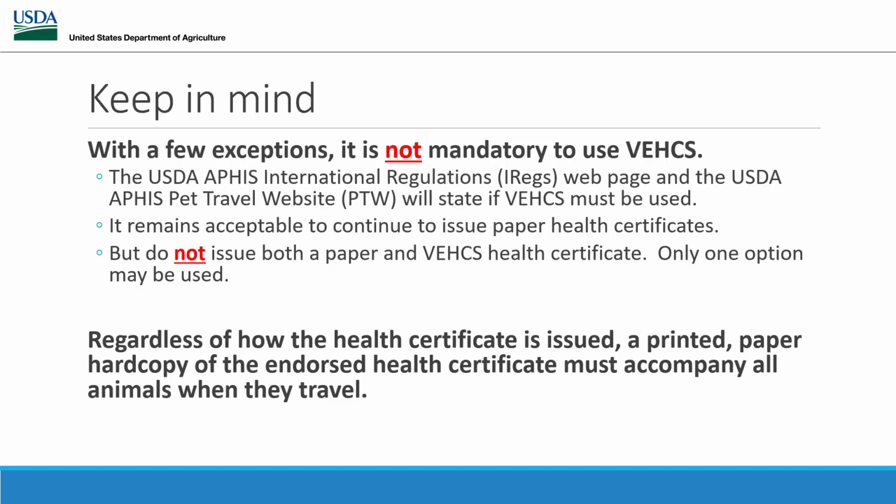While we cannot imagine why you wouldn't want to use VEHCS, it is not mandatory to use VEHCS with a few exceptions, which will be noted on the IRegs or PTW. Outside of those exceptions, it is acceptable to continue to use paper health certificates. For whichever method you select to issue a health certificate, do not issue both a paper and VEHCS health certificate, because only one health certificate may be issued per export, and make sure the endorsed health certificate accompanies the animal at the time of travel.